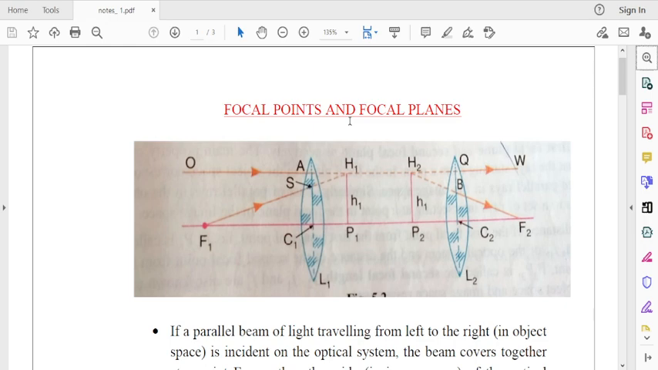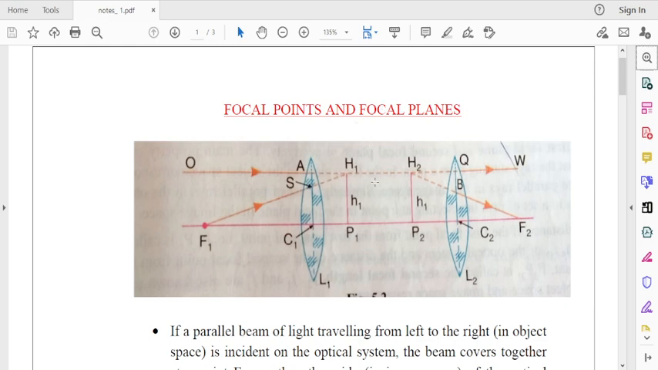त्यापैकी in last lecture we have discussed about the principal points and principal planes. Now today we will see about focal points and focal planes as well as nodal points and nodal planes. First of all, here we will see about focal points and focal planes.